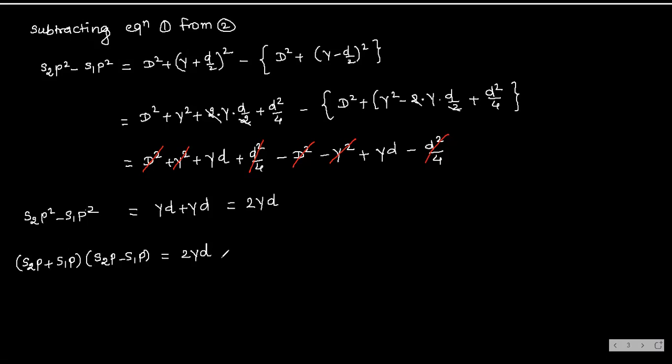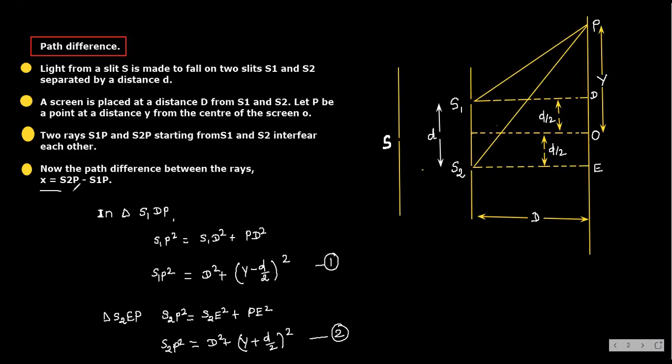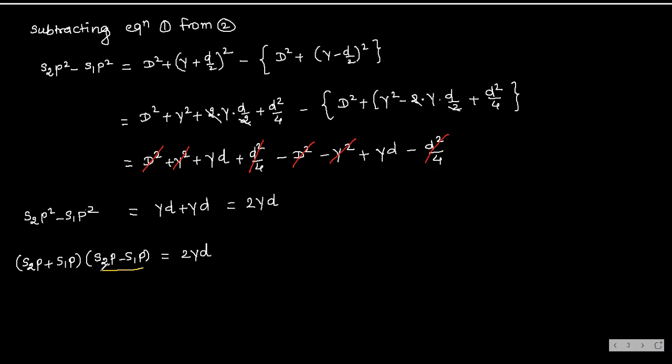Already we have mentioned here that the path difference S2P minus S1P is X. You can see here, already path difference we have mentioned as X. X is equal to S2P minus S1P. So I will substitute X at the place of this. So I am getting here X, and this is S2P plus S1P into X, which is equal to 2yd.